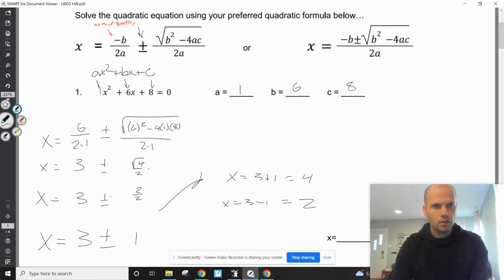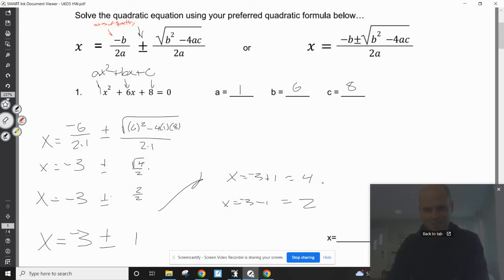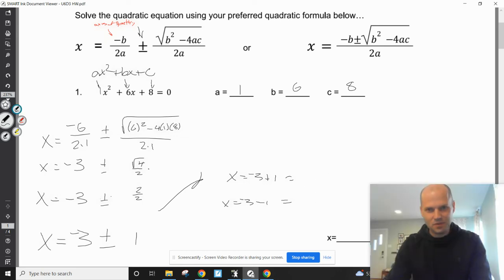Sorry. Negative b over 2a. Negative 3. My solutions are negative 2 and negative 4.